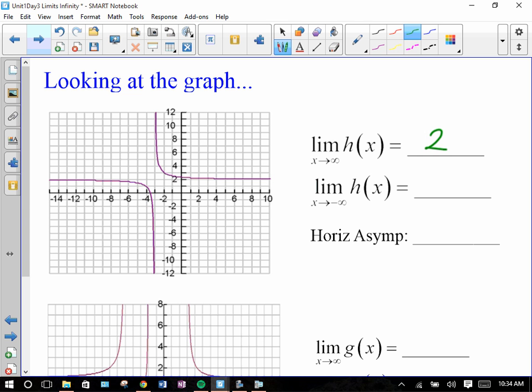What about as x gets smaller and approaches negative infinity? What's happening to the limit of h of x? Still 2. What's my horizontal asymptote? 2. That looks pretty cool. If I know my horizontal asymptote, I know the limit as x approaches infinity, and I know the limit as x approaches negative infinity. Nice.